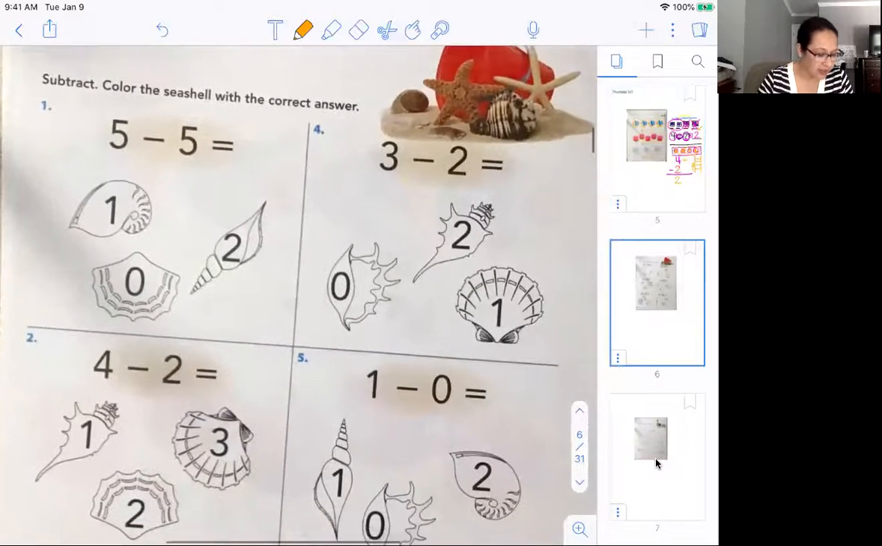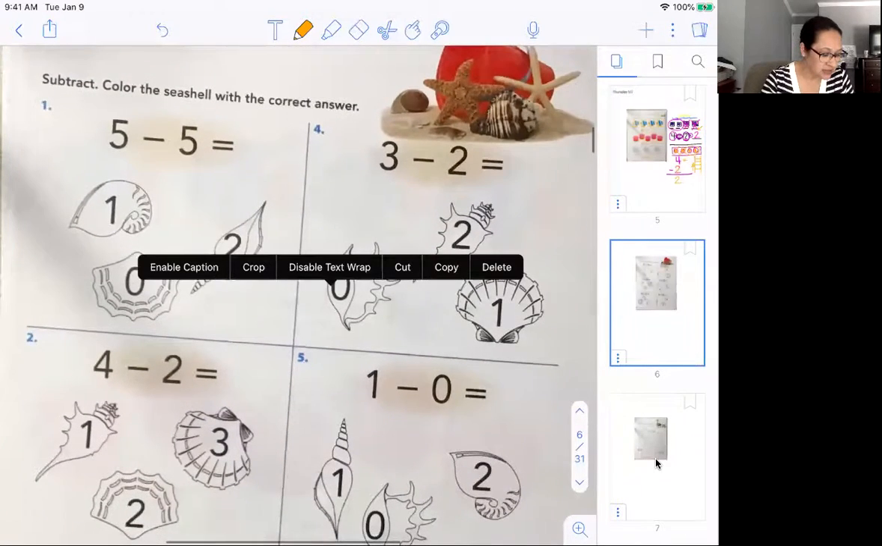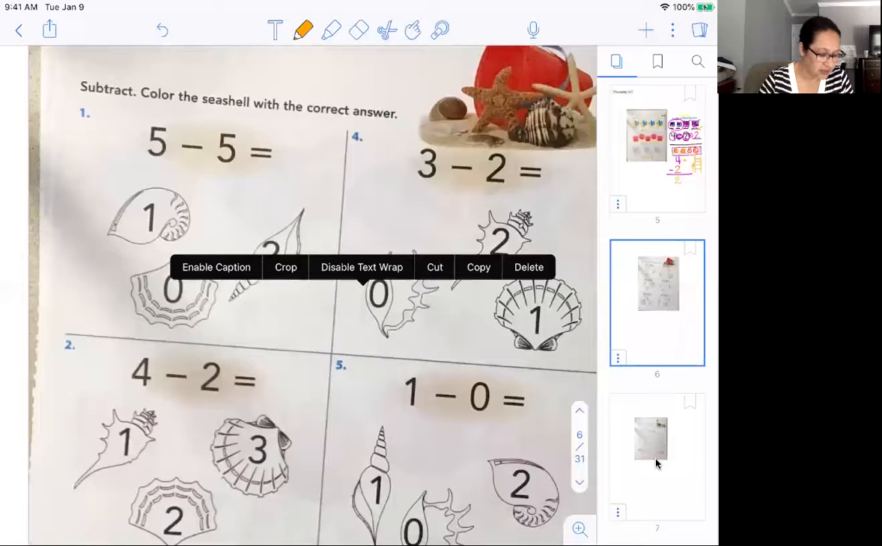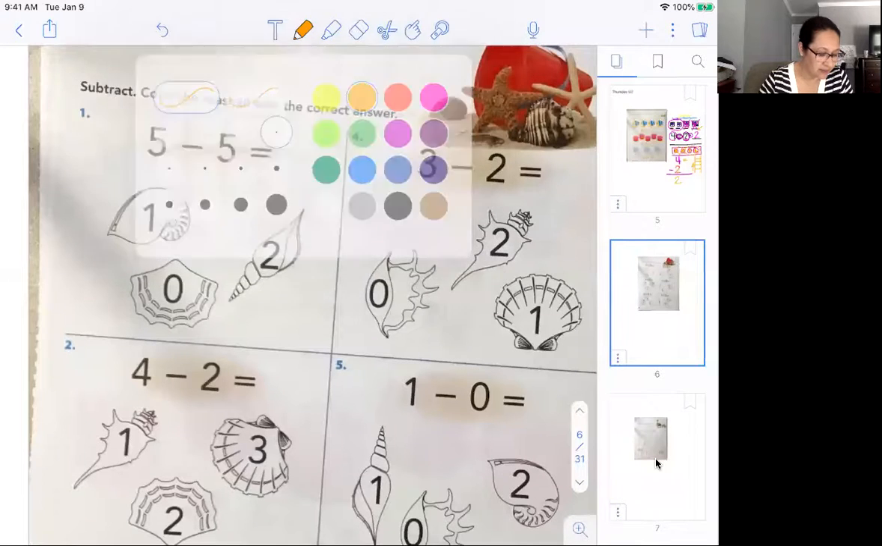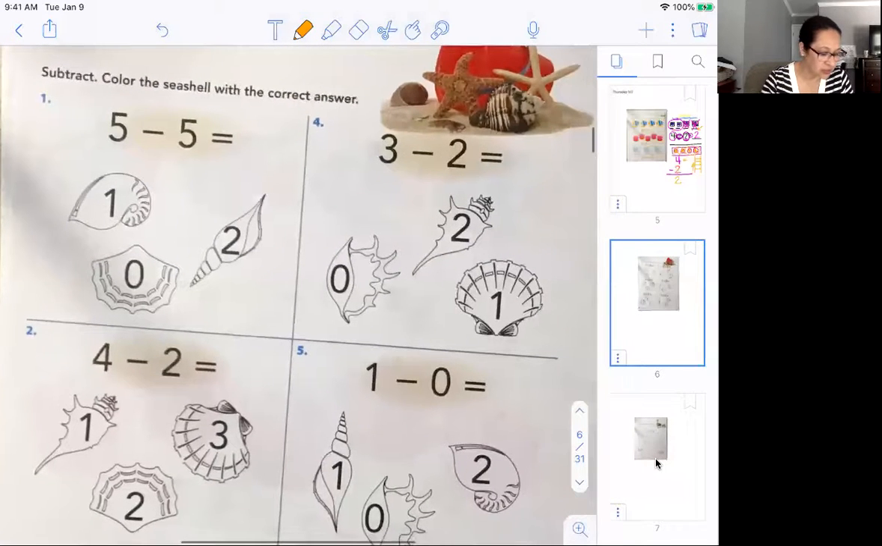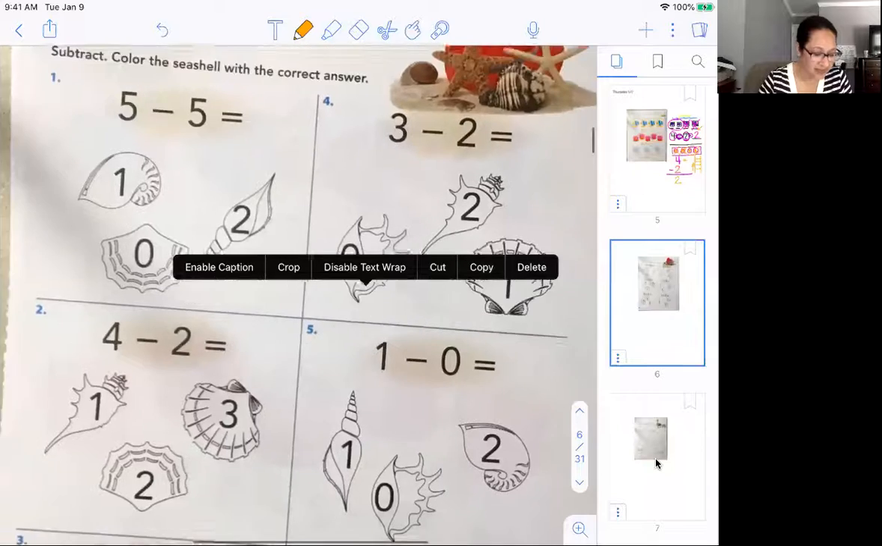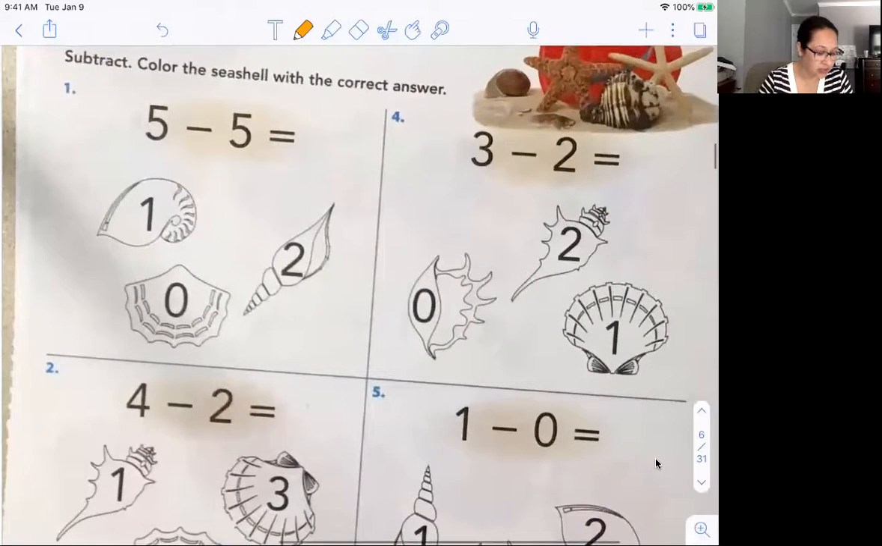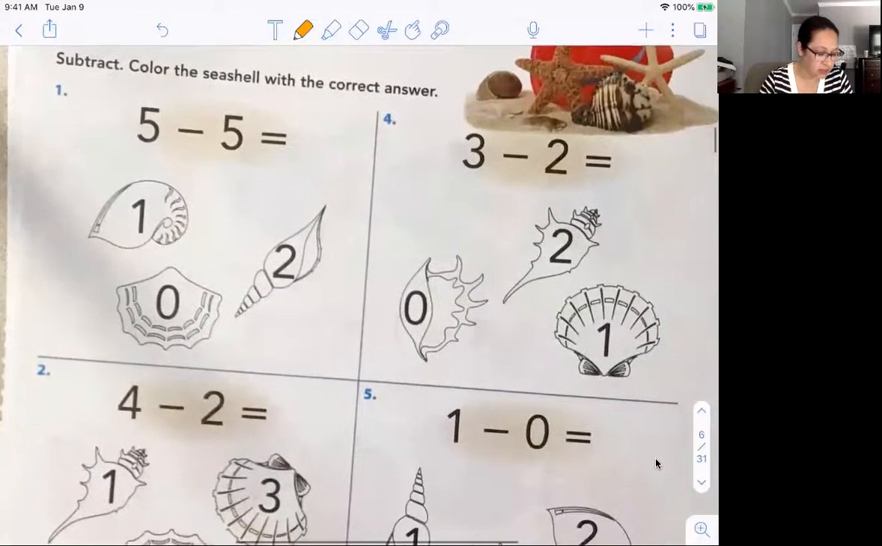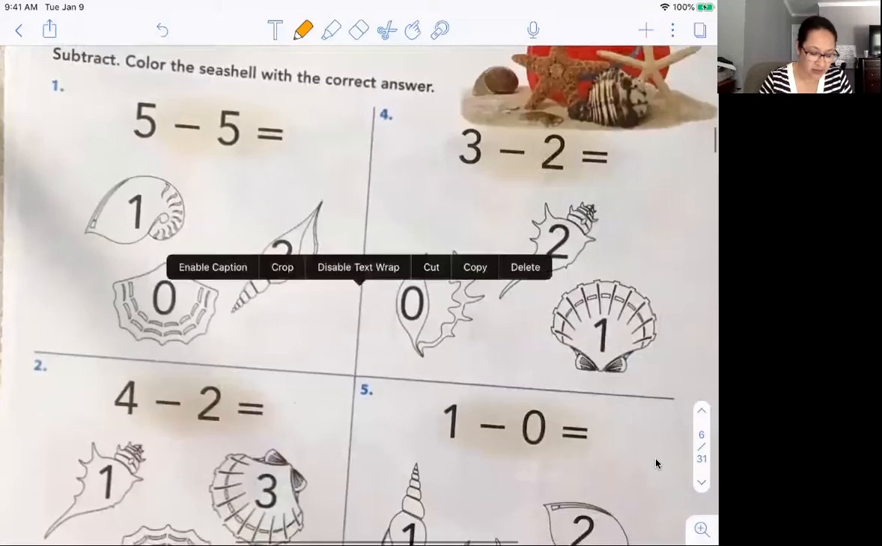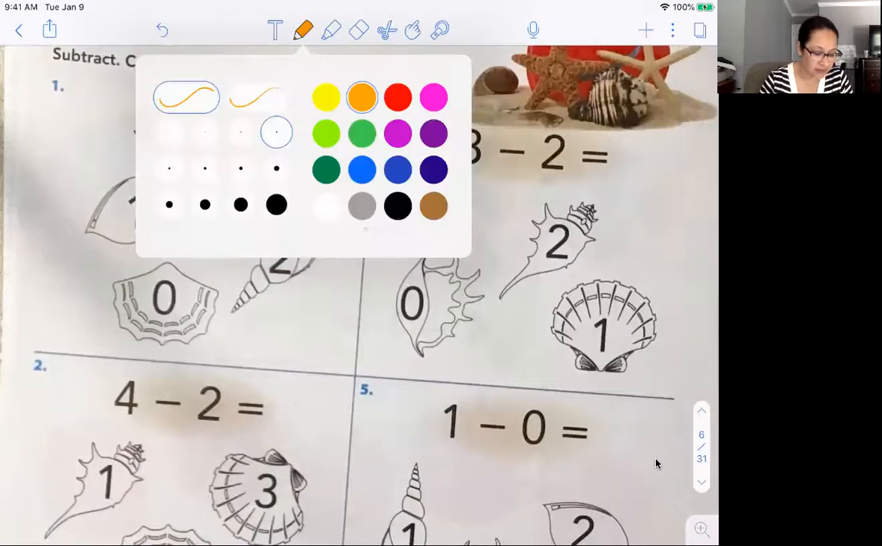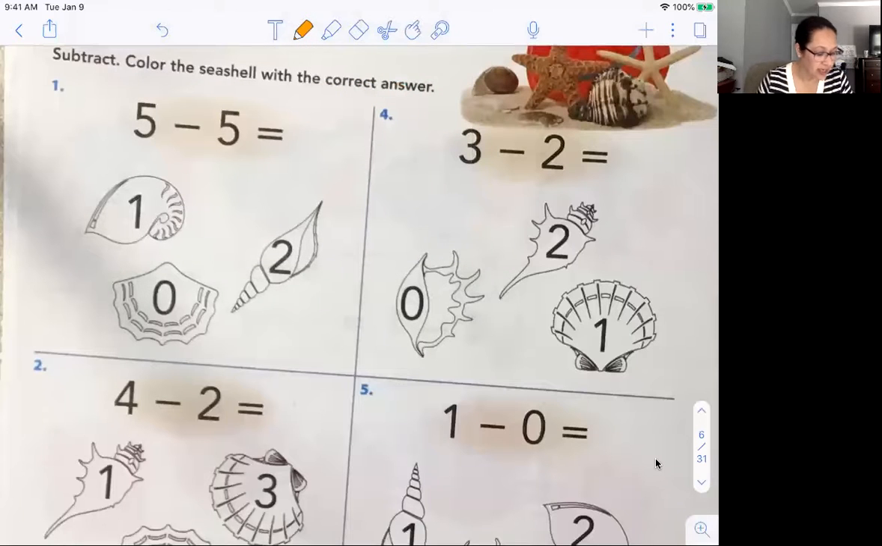So here we have it says subtract. Look at what it says right there on the directions, subtract. And then it says to color the seashells. So let's go ahead and do that. And let's see here. I think that I'm having a little bit of a hard time here with my marker. So just bear with me.